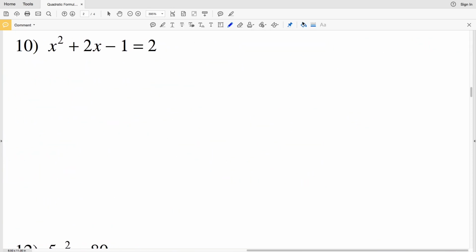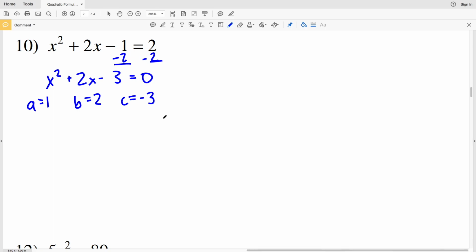Continuing on to number 10, I need to subtract 2 from both sides in order to get this quadratic equal to 0. So x squared plus 2x minus 3 equals 0. So my a value is 1, since 1 times x squared is x squared. My b value is 2, and my c value is a negative 3.